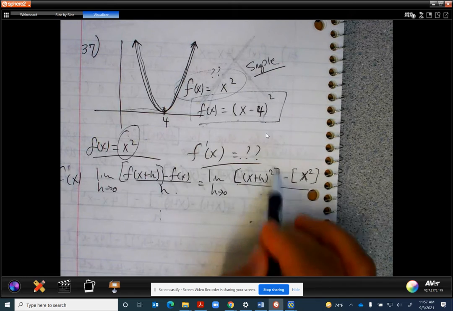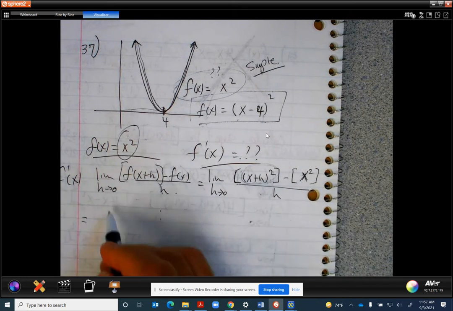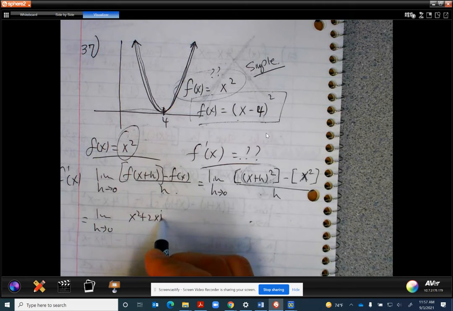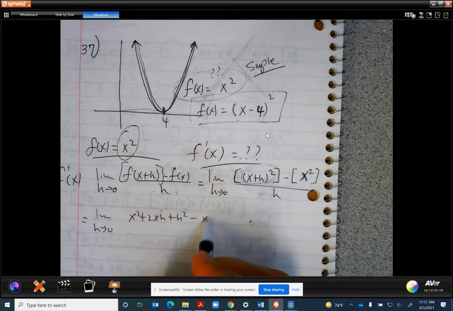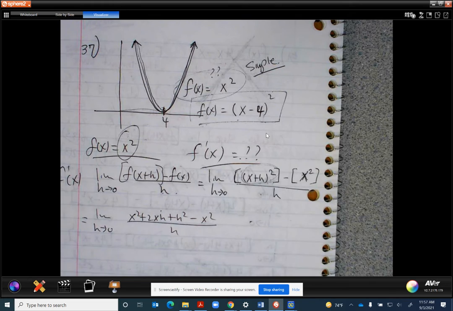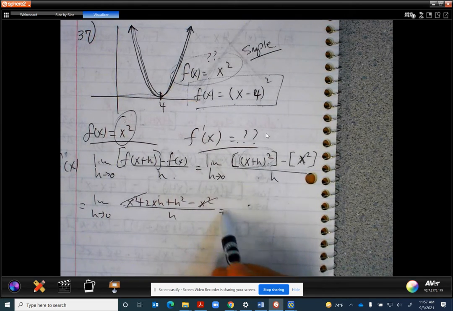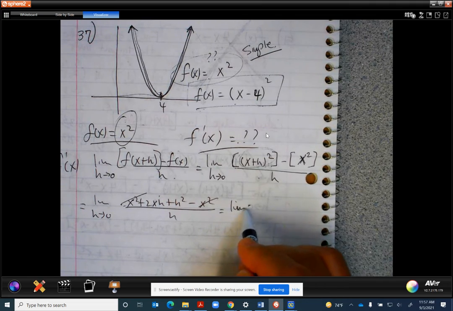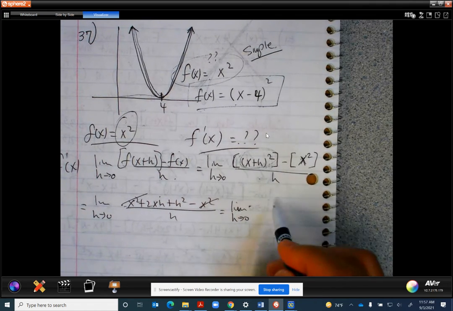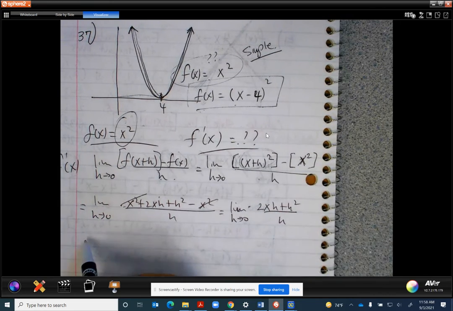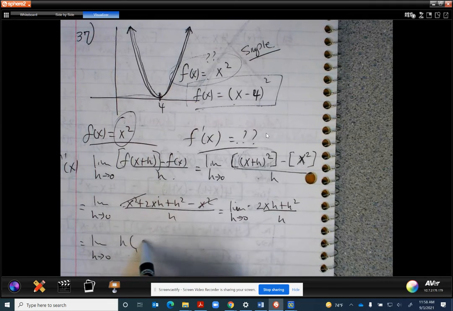So what is this if you FOIL this? Yes, x squared plus 2xh plus h squared minus x squared, all over h. Can I cancel? Stay with me, okay? x squared and x squared goes away. So this is the limit as h goes to 0 of 2xh plus h squared, all over h. So what is that? Limit as h goes to 0 of h times 2x plus h, all over h.